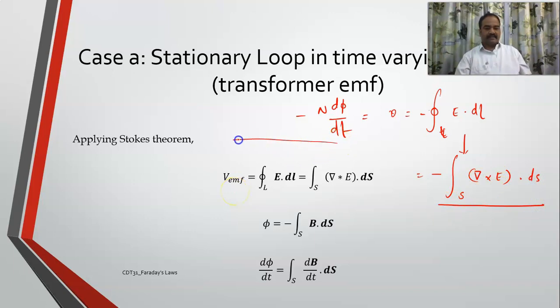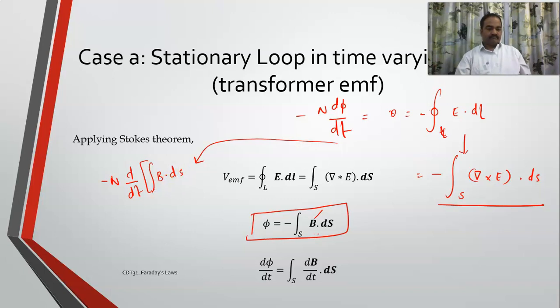On the right hand side, this n d phi by dt, we can write it as d psi by dt. We know that phi is nothing but the surface integral of B dot dS, where B is the magnetic flux density. So I am going to write this. What I'll get here is minus n integral of dB by dt dot dS, isn't it?